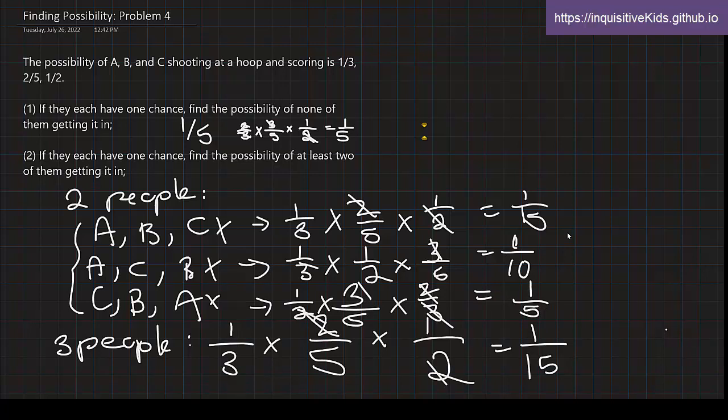So if we add all of these fractions together and give them a common denominator, we get 11/30. So our final answer is 11/30.